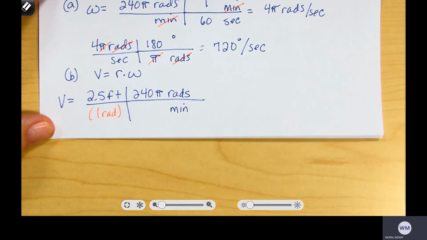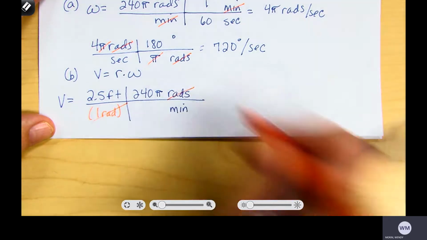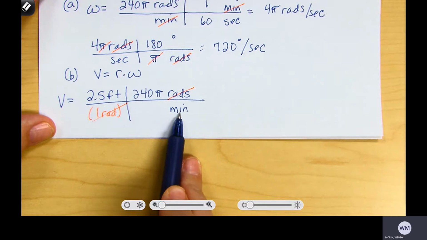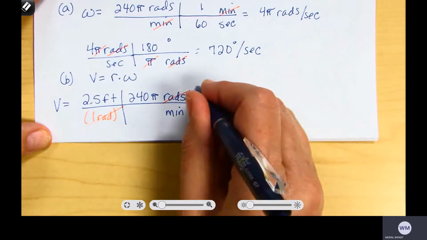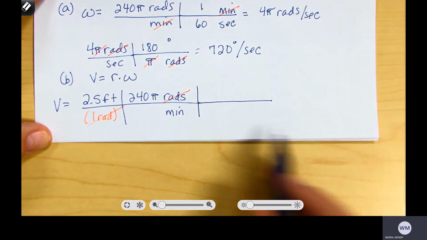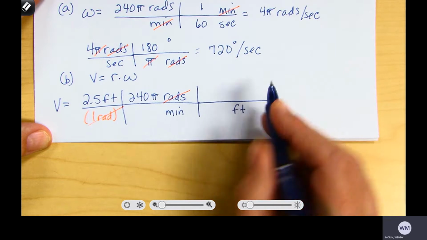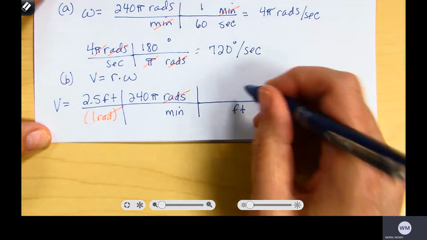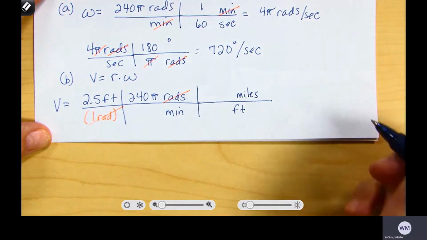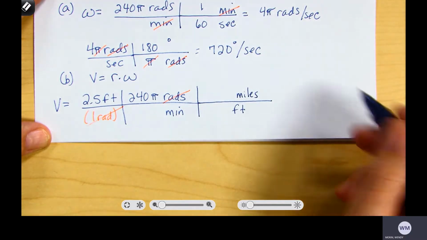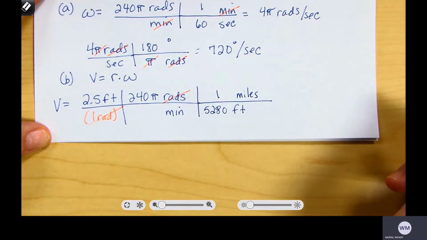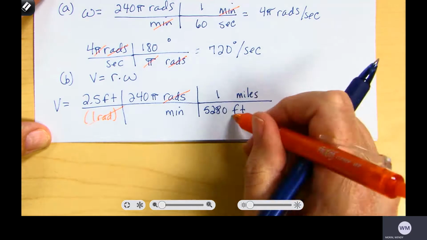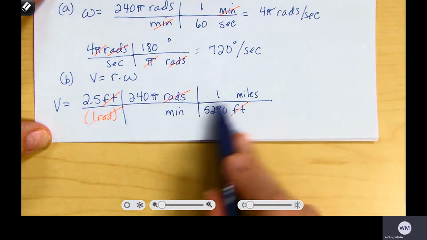Now, does anything cancel? Just the radians, right? And we're left with feet per minute. But they want MPH. MPH is miles per hour. So we're just going to do a dimensional analysis here. I want to get rid of my feet, and I want to go to miles. You know how many feet are in a mile? You need to know that. So start memorizing it. 5,280 feet in 1 mile. So my feet cancel, and I'm left with miles per minute.